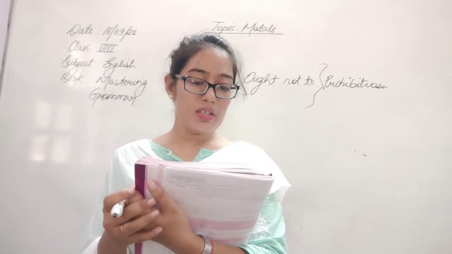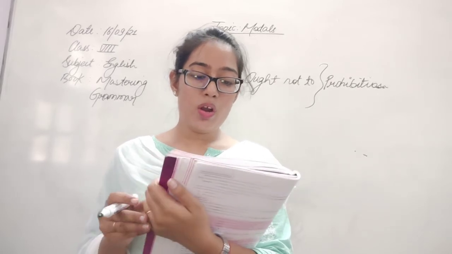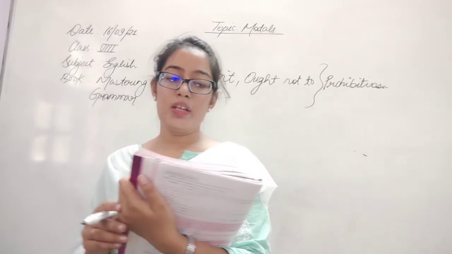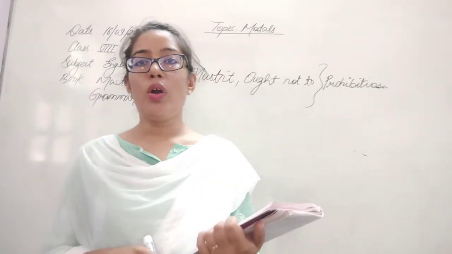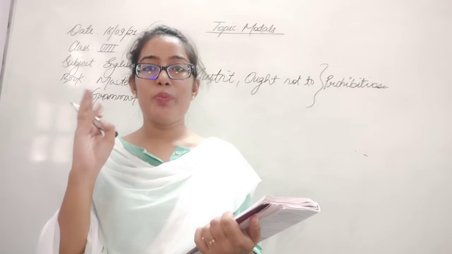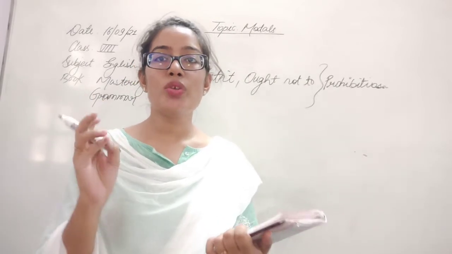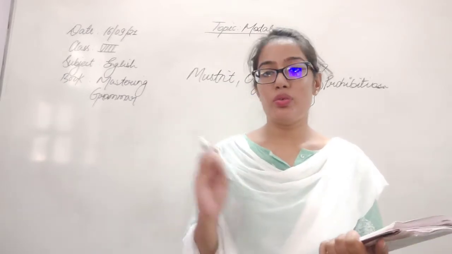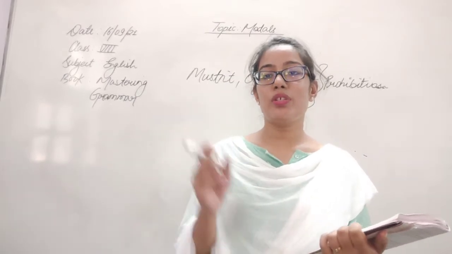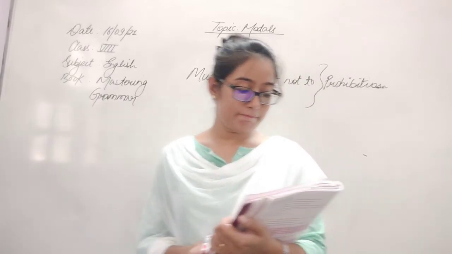Mustn't suggests prohibition. Ought not to is more like shouldn't. You shouldn't talk rudely with elders. Mustn't shows prohibition, and ought not to mostly shows that you shouldn't do something. It is focused on shouldn't doing this.